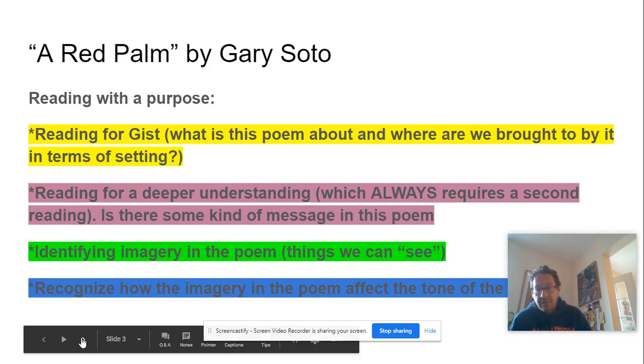The third thing, identifying imagery in the poem, things we can see. Like I said, these writers are making mental images. They're using language. This is what we're looking for today. Identifying what is a visual, what is this imagery in the poem. We have to be able to identify it before we can talk about it. And then lastly, recognize how the imagery in the poem affects the tone of the poem. So if we're seeing certain things, how does it make us feel? What is the message being presented to us?